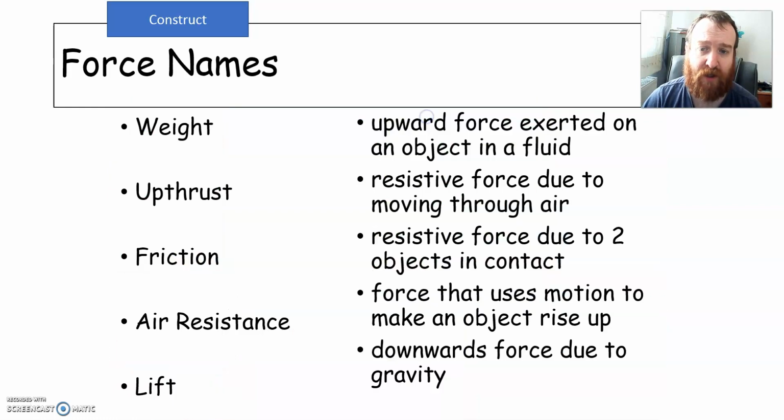Very good. Okay, your last job. Okay, I've got 5 different force names: weight, upthrust, friction, air resistance and lift, and I've got descriptions of them. Okay, upward force exerted on an object in a fluid. The resistive force due to moving through the air. Resistive force due to 2 objects in contact. Forces that use motion to make an object rise. Downward force due to gravity. You need to match up the right force name with the description.